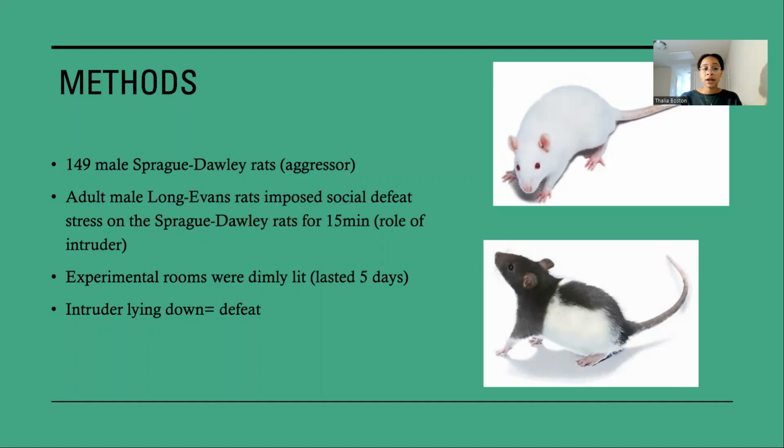They're just interacting with each other, and the Long-Evans rat is characterized as the intruder. They first put the Sprague-Dawley rat in and then the Long-Evans rat, to see if the Sprague-Dawley rat will get irritated and then retaliate against the Long-Evans rat.